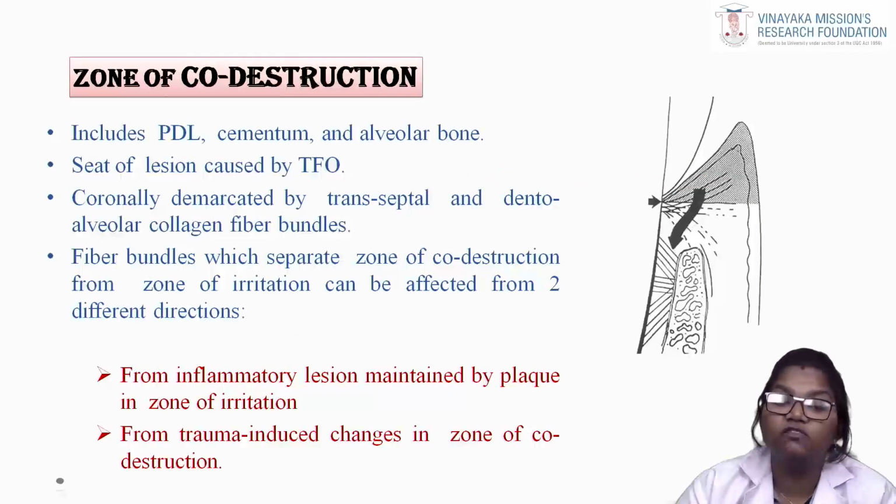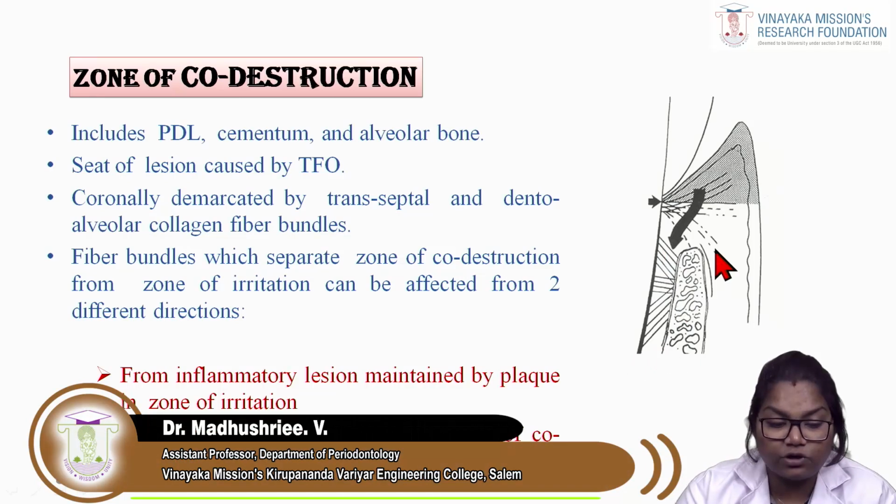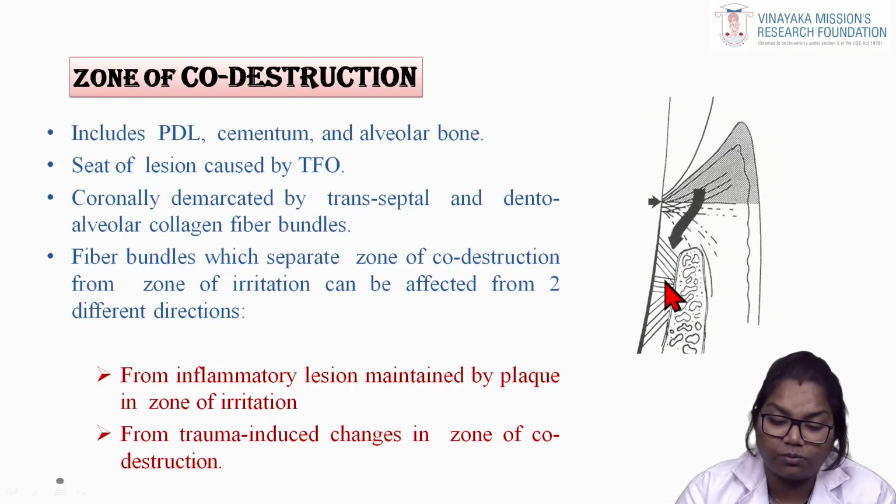Next is your zone of co-destruction. As I have already said, it includes the periodontal ligament, cementum, and then your alveolar bone. So this is the main area for your trauma from occlusion. As the picture indicates, you can see that the force is directed here. So this is the seat of the lesion for TFO.